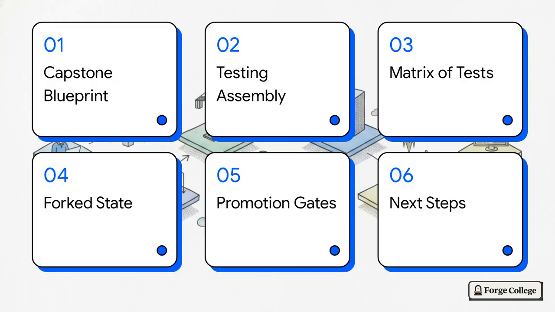Here's the engineering schematic for today. We're covering 6 major zones: the capstone blueprint, the testing assembly line, the matrix of multiple tests, reproducibility and forked state, artifacts and promotion gates, and finally, our next steps. Let's get right to work.